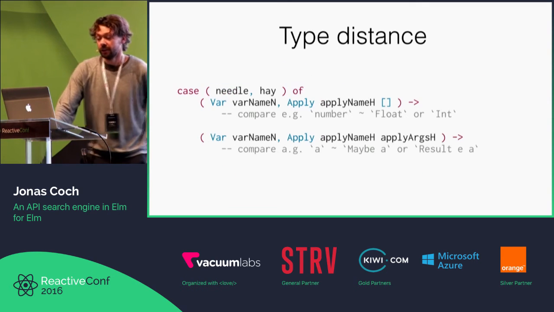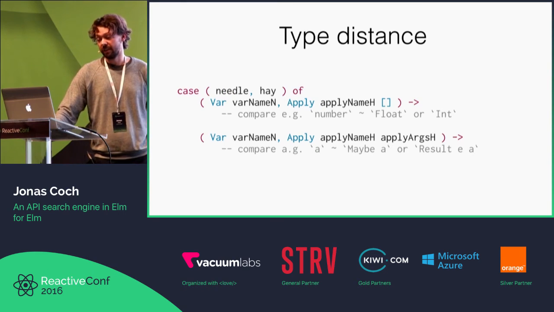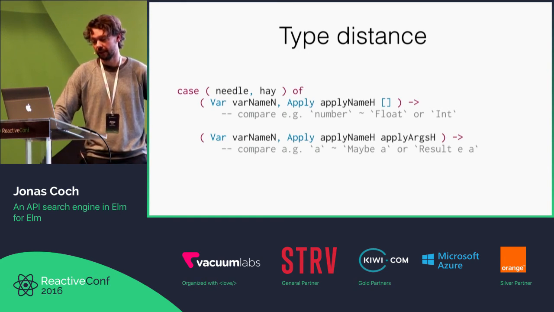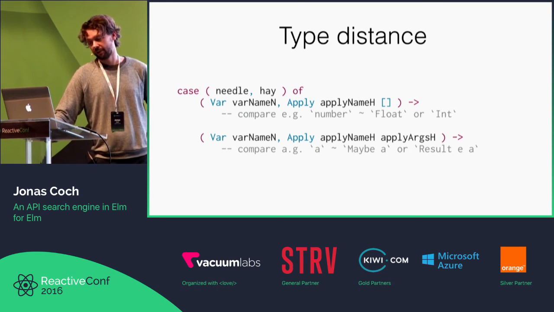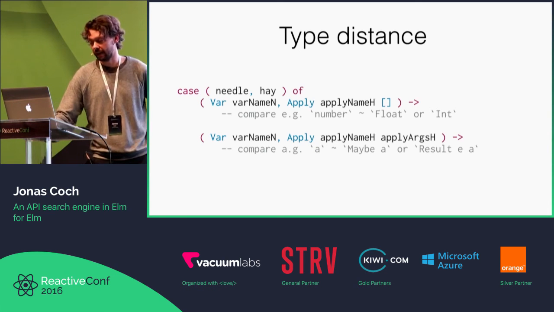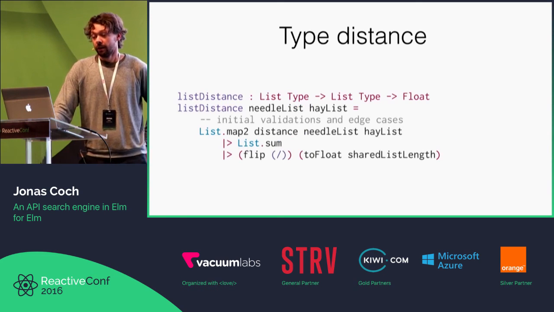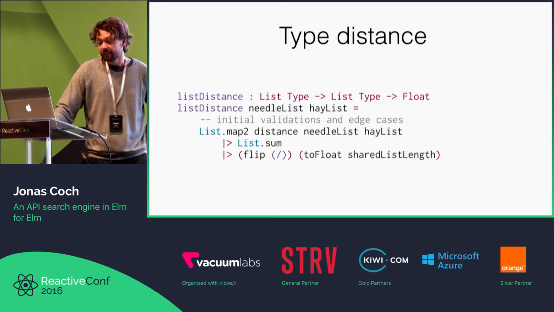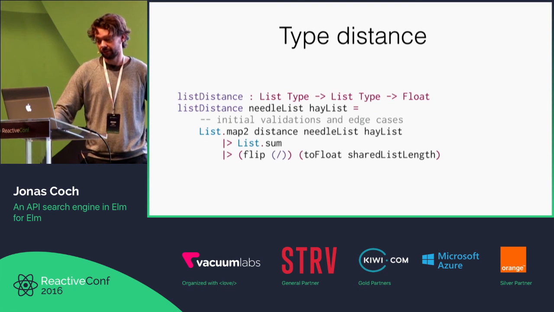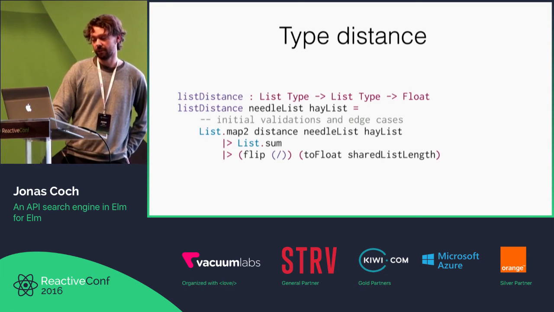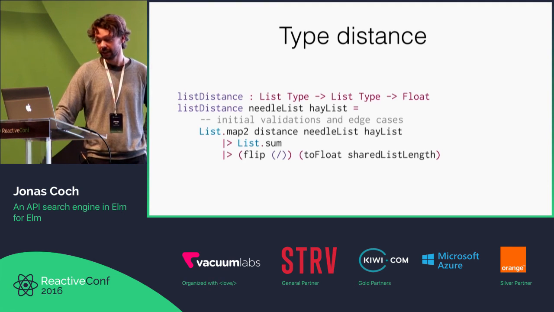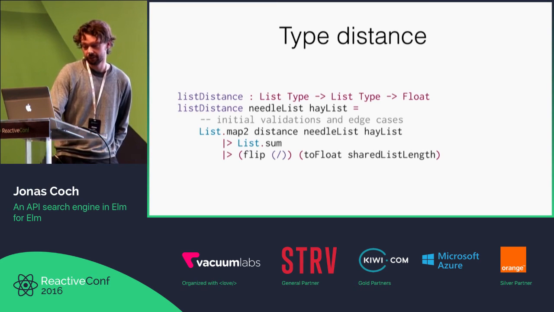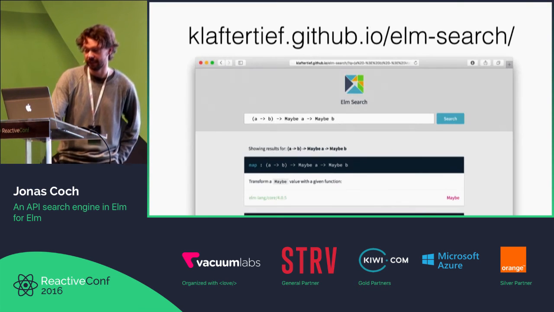are handled separately. Interesting comparisons also include matching Elm's internal type classes to types implementing those classes. So for example, number to a float or an int, or matching types with special wrapped counterparts like a to maybe a or result a. So, and the list distance, this is a simplified version, the actual implementation checks if the lists have similar lengths and makes sure that the order of the lists is not important. It basically works by applying the distance function to each pair, summing the values up, and calculating the mean.